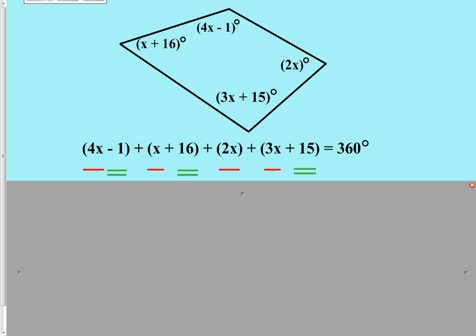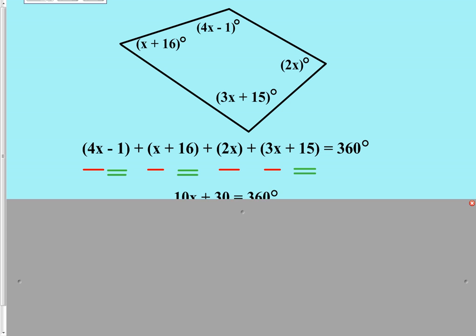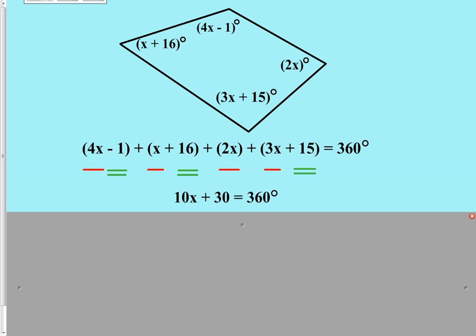As far as the x's are concerned, there's 4 of them, and then 1 more, and then 2 more, and then 3 more. 4 plus 1 plus 2 plus 3 is 10. There are going to be 10 x's. And as far as constants, we have a -1 and a +16 and a +15. That is going to be 30. So suddenly the equation doesn't look so bad anymore. 10x plus 30 equals 360. If you just follow your steps for solving an equation, we should be good to go.